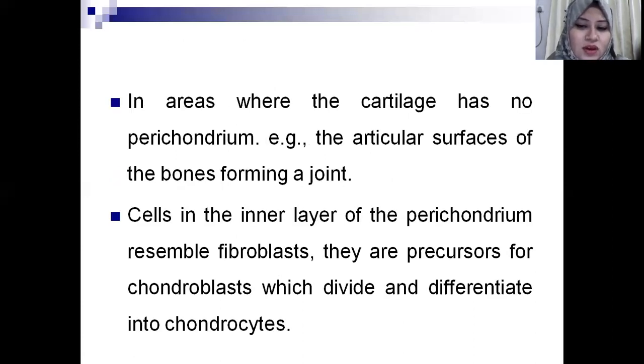Areas where the cartilage has no perichondrium are the articular surfaces of the bones forming a joint. Cells in the inner layer of the perichondrium resemble fibroblasts. They are precursors for chondroblasts, which divide and differentiate into chondrocytes.